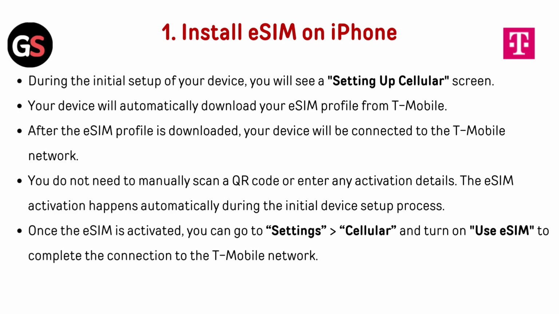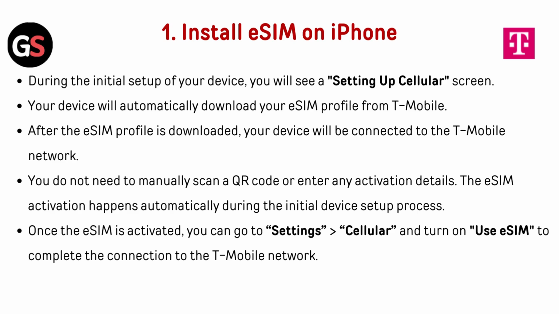Install eSIM on iPhone. During the initial setup of your device, you will see a setting up cellular screen. Your device will automatically download your eSIM profile from T-Mobile. After the eSIM profile is downloaded, your device will be connected to the T-Mobile network. You do not need to manually scan a QR code or enter any activation details. The eSIM activation happens automatically during the initial device setup process.